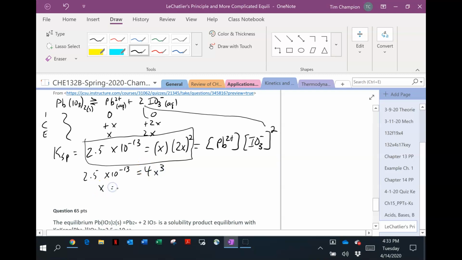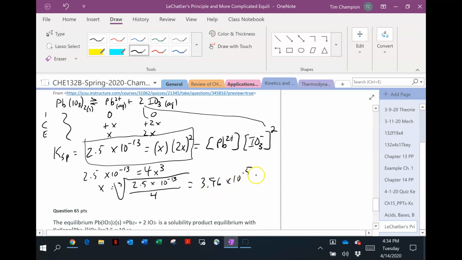So x is going to be the cube root of 2.5 times 10 to the negative 13th over 4. You can get a ballpark sense of those cube roots if you have a power of 10: when you're taking the cube root, usually you divide the exponent by 3. So I'm expecting something around 10 to the negative 4 here. Let's see, 2.5 EE, change sign, 13, divided by 4, and then do the cube root. I get 3.96 times 10 to the negative 5th, so something in that ballpark.